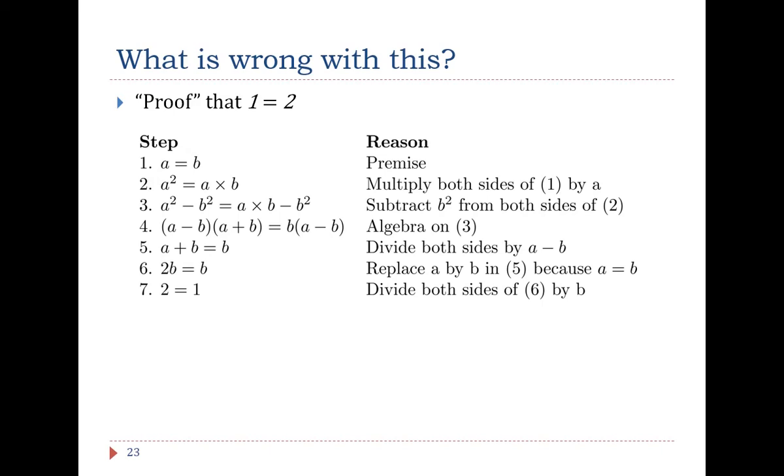Step number 4, this means that a minus b times a plus b is equal to b times a minus b. It's completely fair. Step number 5, you get a plus b equal to b. So the problem is here at this phase. If you do this very sloppy step, then you can reach b equal to b, which is 2 is equal to 1. But if you pay attention, then you discover that you cannot do it.